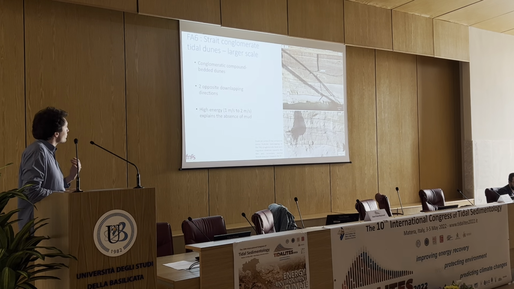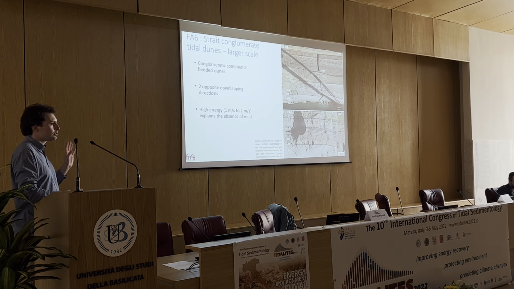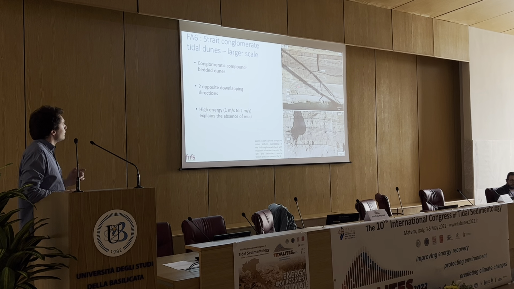And these structures are important because they are conglomeratic compound-based dunes. And you can clearly see the two opposite downlapping directions, with the first order going towards the northwest and the second order going towards the southeast.